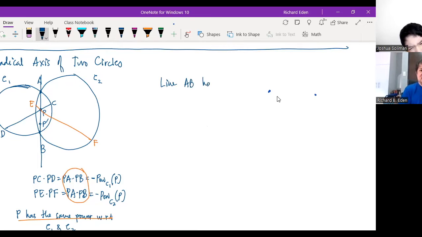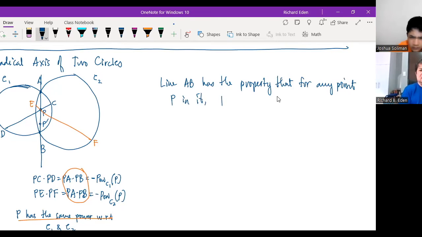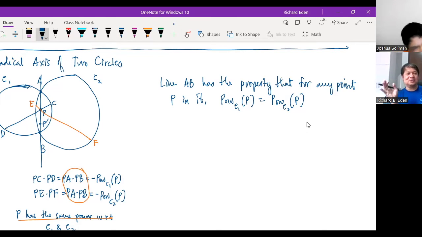Line AB has the following property: for any point P on it, the power of P relative to circle 1 equals the power of P with respect to circle 2. In fact, even A and B themselves. A is on circle 1, so its power with respect to circle 1 is 0, but A is also on circle 2, so its power with respect to the second circle is also 0. So the power of A relative to these two circles is equal.